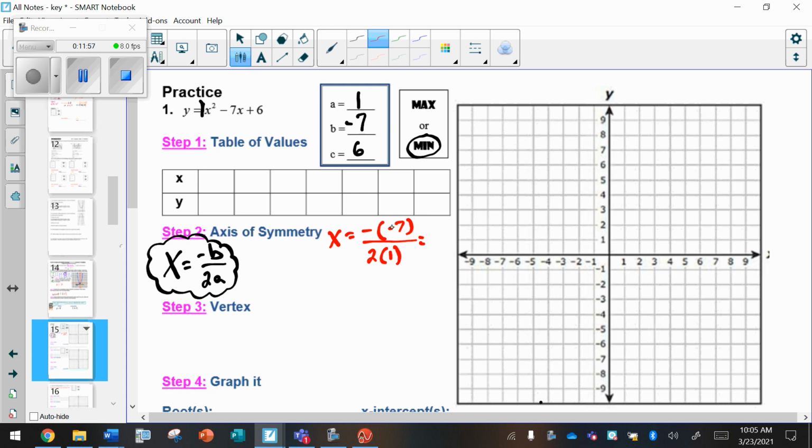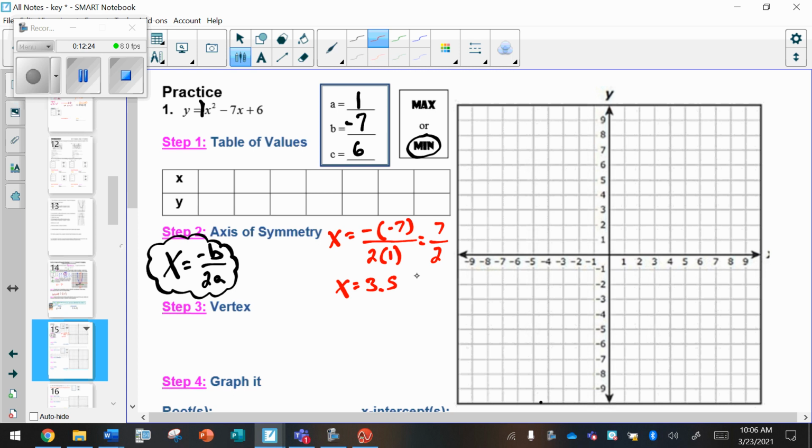So subtracting -7 turns it into +7. 2 times 1 is 2. So we could actually use the fraction 7 over 2, or you may recognize that or use your calculator to convert that to a decimal of 3.5. So we want our x value of 3.5. That is our axis of symmetry.